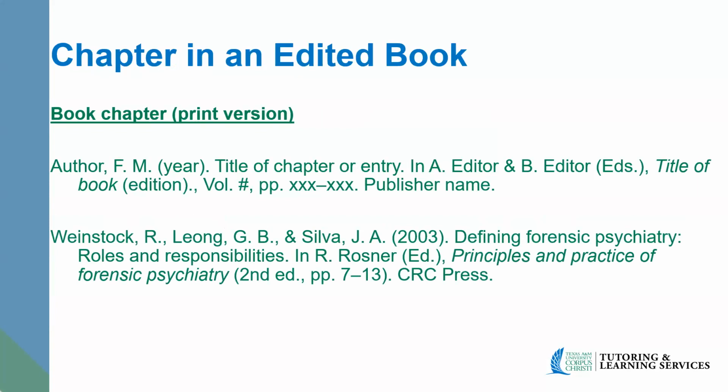Here's an example of a chapter in an edited book. So this would be if you were just referencing a chapter rather than the whole publication. And so this would also be for a print version as well. So you can see again where to plug in all the information, the author's name, the year, the title of the entry that you're referencing. You can see that you would make mention of the editor. You'd put the title of the book in italics again, along with the edition, volume number, and all the other applicable information that you're pulling.